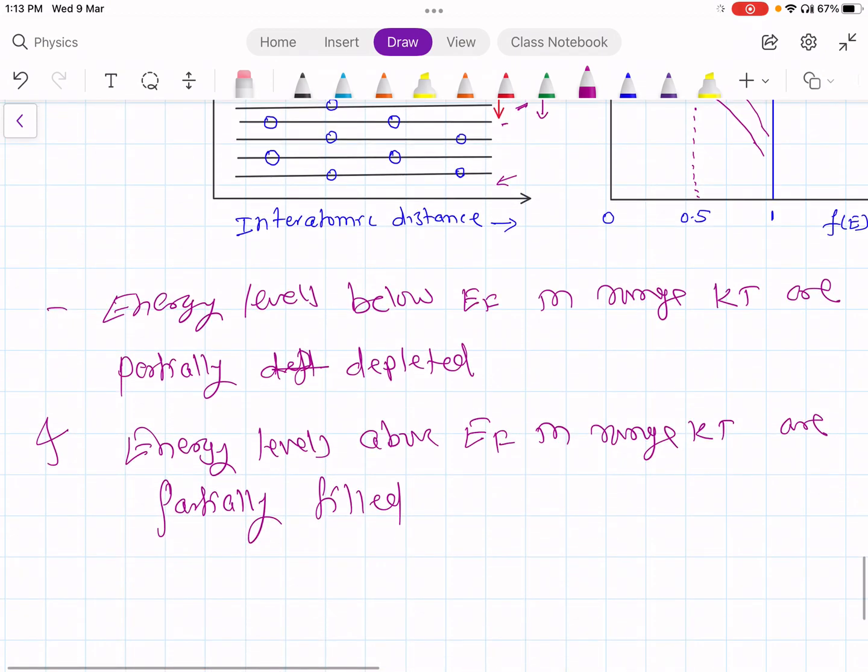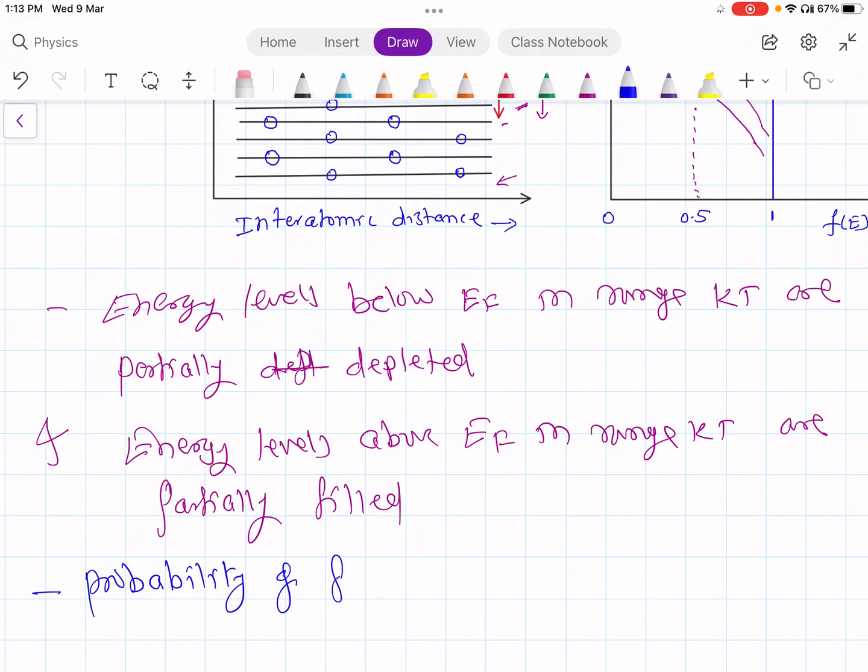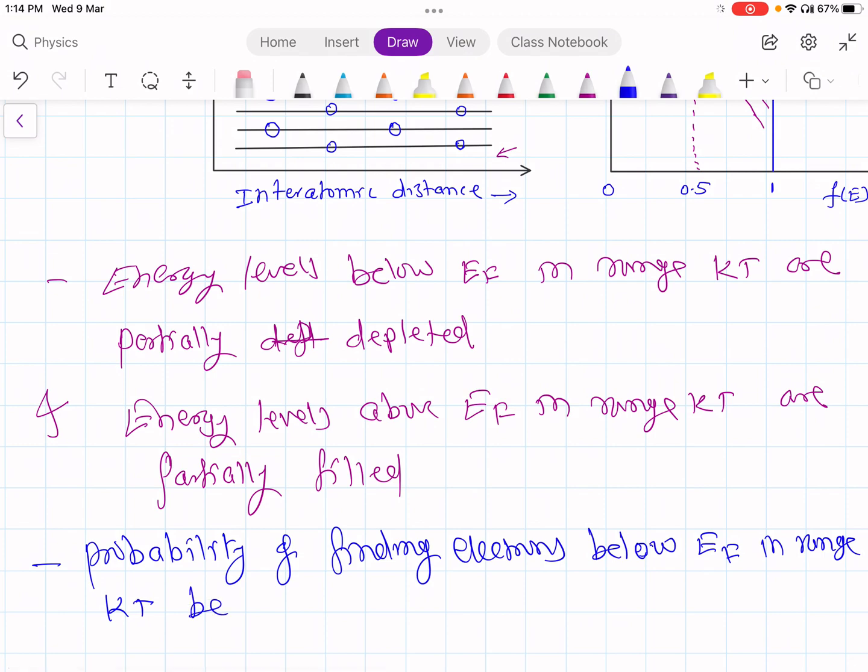So because of that, the probability of finding electrons below EF, earlier it was 1 when the temperature was 0, then all the energy levels below EF were filled. Now temperature is increased. So the probability of finding electrons below EF in range kT becomes less than 1. Earlier it was 1, now it would be less than 1.